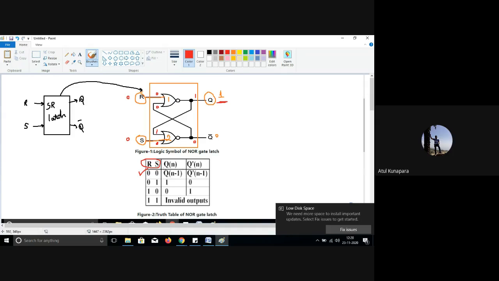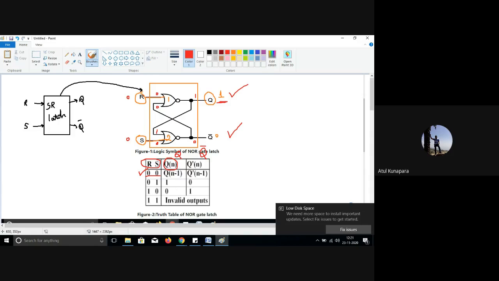It means when R and S are both 0 0, Qn is the condition at this output terminal, and Q dash n means the output condition here. So these are the two output columns. You can say this is your Q output and this is for Q bar.